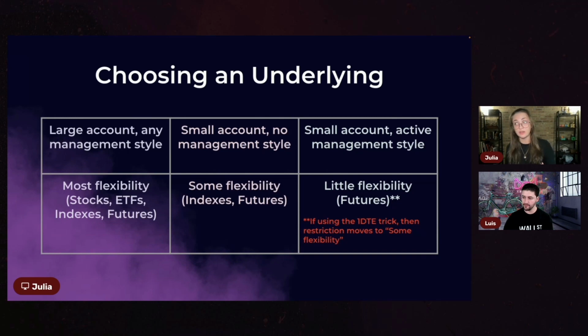But if you have a small account and you're looking to actively manage that position, like putting a stop loss in or closing it at a certain amount of credit automatically, then you have very little flexibility and you're pretty much just stuck with the futures. But if you're using that 1 DTE trick, then it can be expanded to indexes and futures. So again, the type of underlying that you choose, apart from position size, is really going to depend on the restrictions of the account and how big that is.